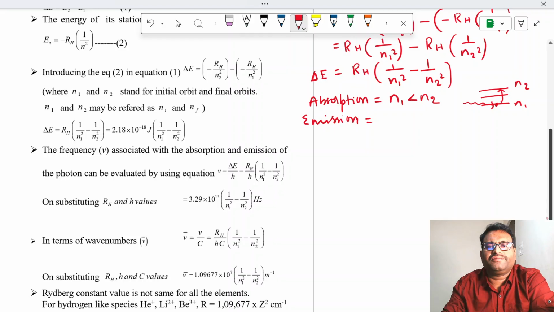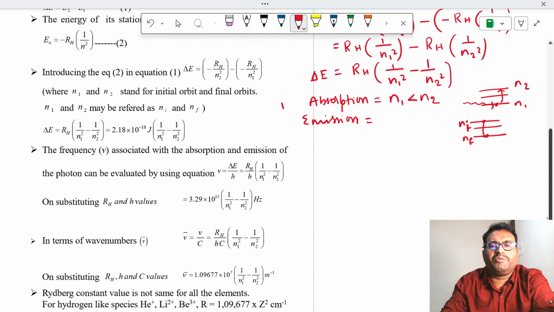During emission, initial, see, emission means here from here to here it is coming. So this is higher N2, but here it will be N initial. From here it is moving to, this will be final, right? So during absorption, as N1 is less than N2, this delta E will be positive. The delta E will be positive, representing that it is absorbing.